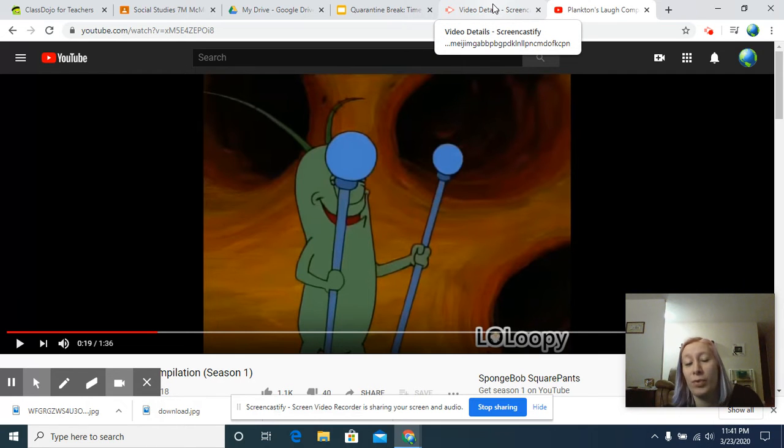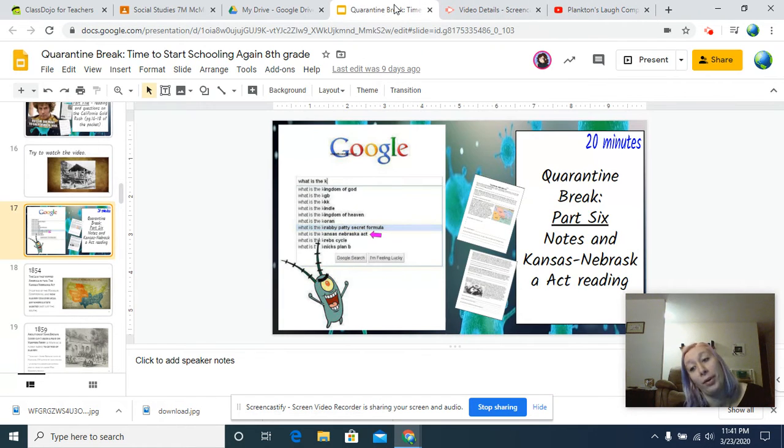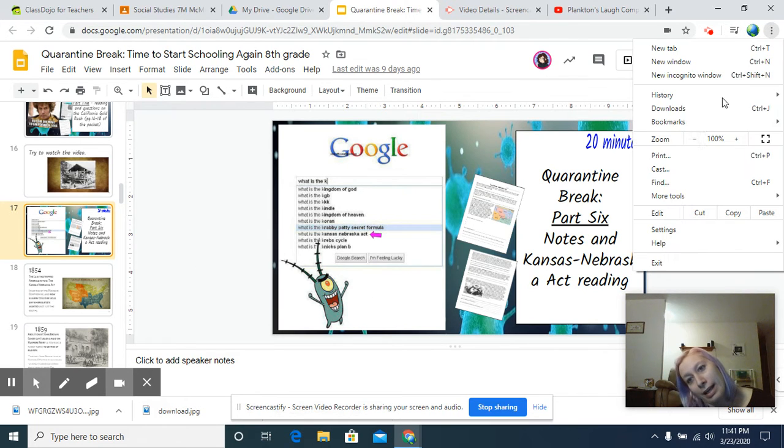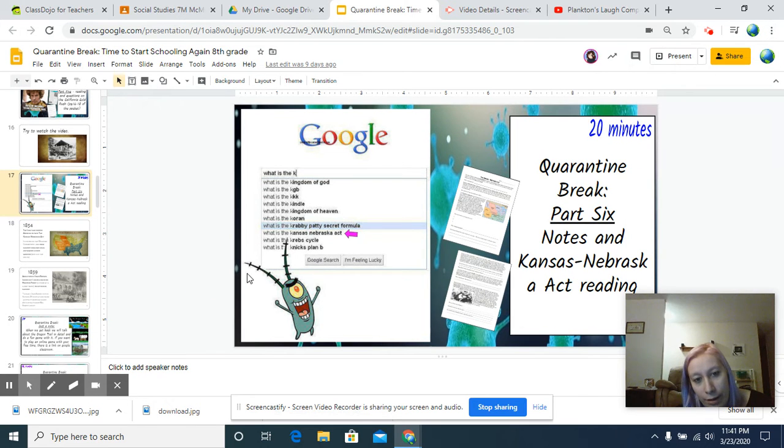Hey guys, hope you enjoyed that silly info. If you're wondering why, it's because we're about to do this part of the packet, and it features none other than Plankton himself, so it only makes sense. And you know what happens when I get a little tired. I get a little loopy.